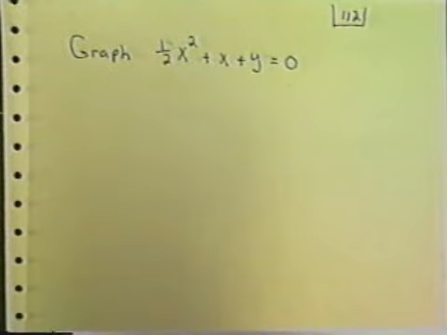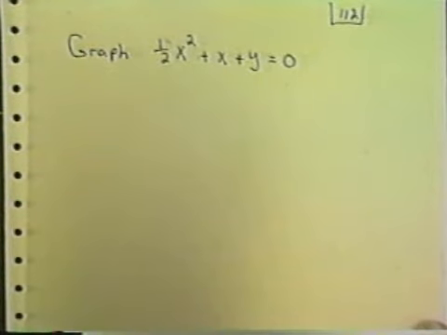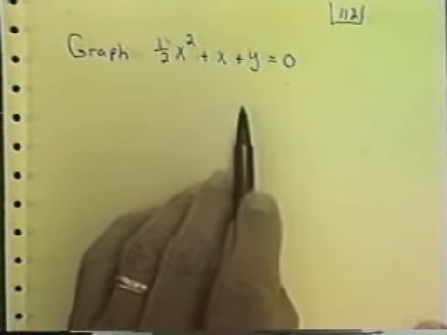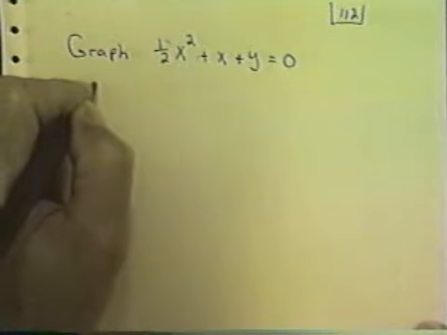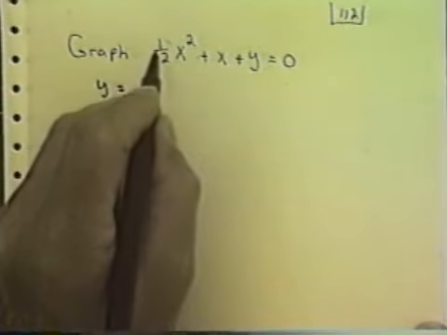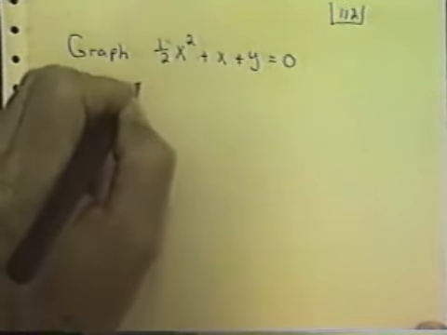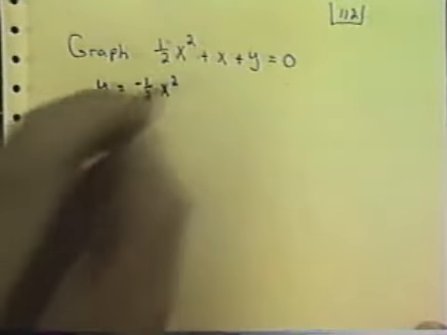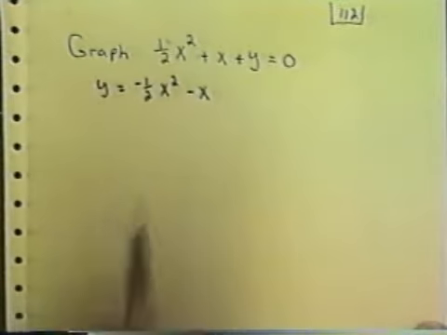Let's do one more before I give you some exercises. Let's graph 1/2 x squared plus x plus y is equal to 0. Now first of all, I need to solve for y. In order to solve for y, I need to add a negative 1/2 x squared to both sides, and I need to add a negative x to both sides.